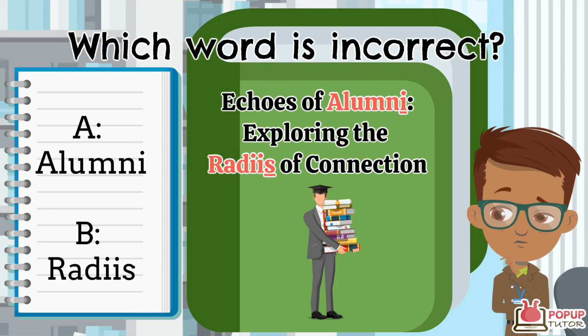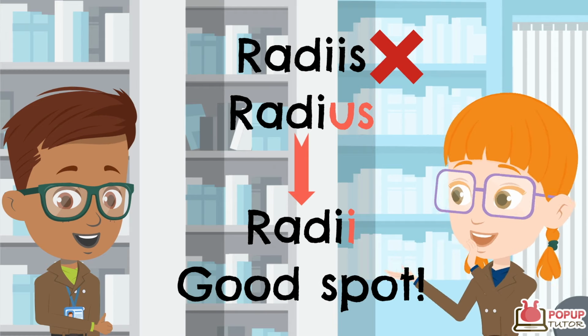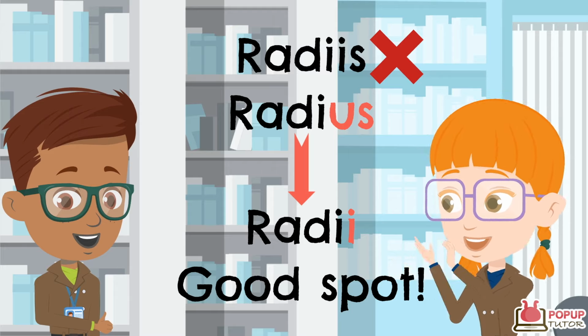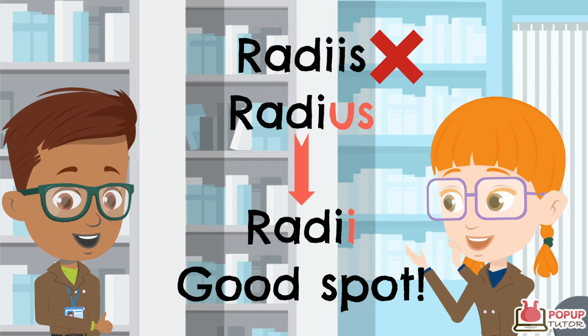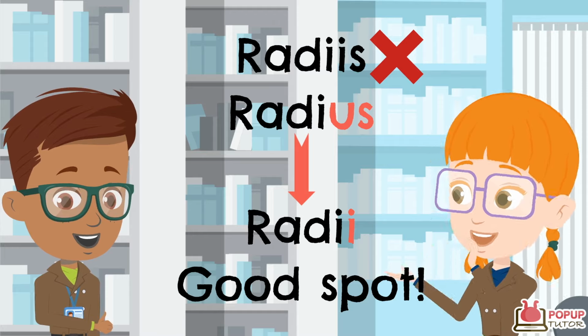Here is the next book. Echoes of Alumni. Exploring the radii of connection. Which plural noun has been spelled incorrectly? Word A, alumni, or word B, radii? Word B, radii. It should be radii. Good spot. Let's keep looking.